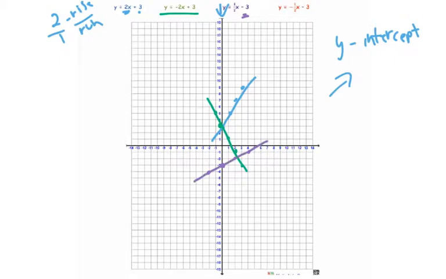Now finally, we have this. Also starts at -3 on the y-intercept, but then it's a negative slope. So I'm going to go down 1 over 2, down 1 over 2, go up 1 over 2.